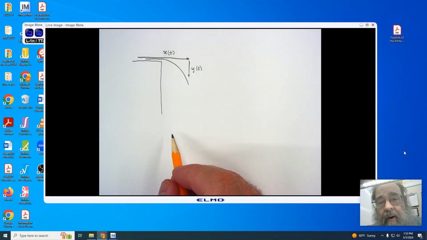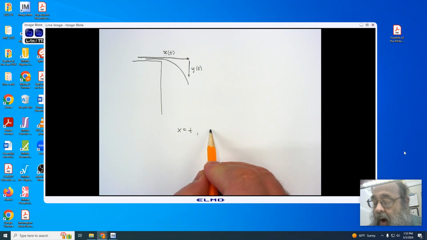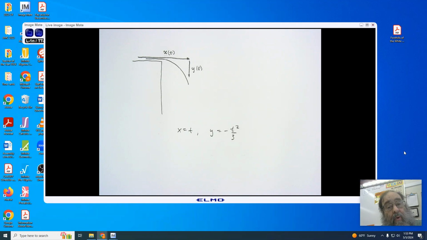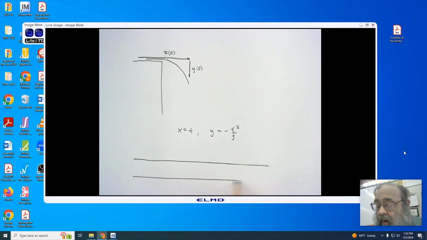So let's see what we do. We're going to take a very, very simple equation. I'm going to take x equals t, and y equals negative t squared divided by 3. Now all I'm doing here is graphing, okay? How do we graph today? The way we're going to graph is we're going to make a table, and instead of just two values, we're going to have three. We're going to have time, we're going to have x, and we're going to have y. Whoops, and that y I just wrote backward. Sorry about that. There we go.